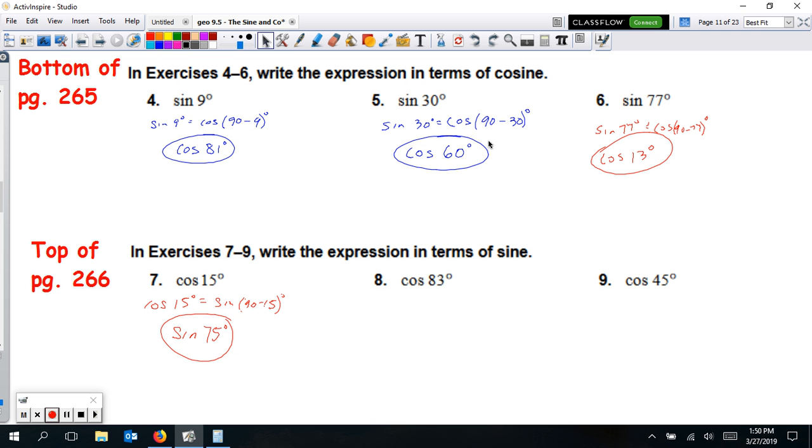Cosine of 83, that's going to be the sine of 90 minus 83. And then 90 minus 83 is 7, so the sine of 7 degrees is the same thing as the cosine of 83. And then the cosine of 45, 90 minus 45 is just 45, so we can say sine of 45 degrees is the same as the cosine of 45 degrees. That would be like an isosceles triangle right there on that one, that they'd be exactly the same.